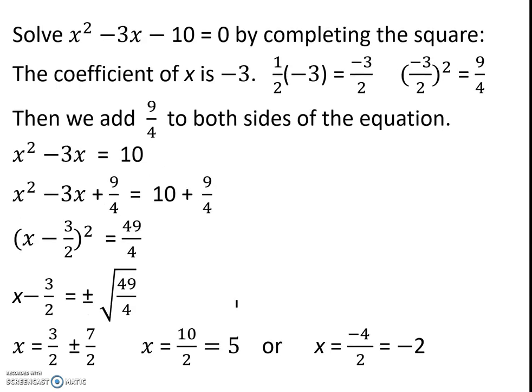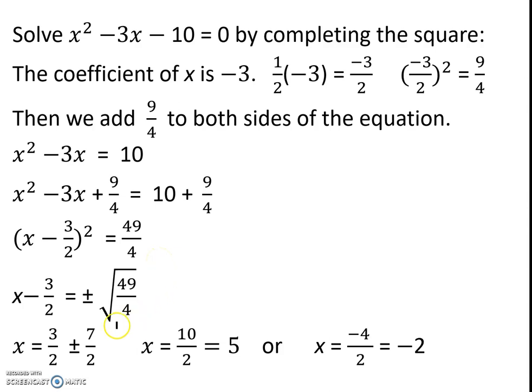Our next example is to do another completing the square, and we're given x squared minus 3x minus 10. Well, the coefficient of the middle term is negative 3, so we take 1/2 times negative 3, and we find that to be negative 3/2. We take that amount and square it, and we find that that is 9/4. So that's the amount that we add to both sides of our equation, making the left side once again a perfect square. So now we have x minus 3/2, the quantity squared, equaling 49/4.